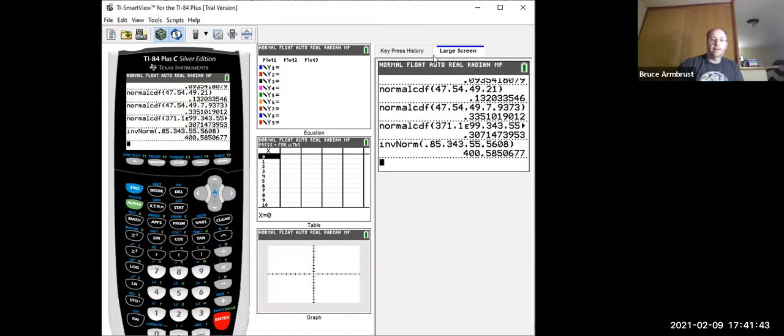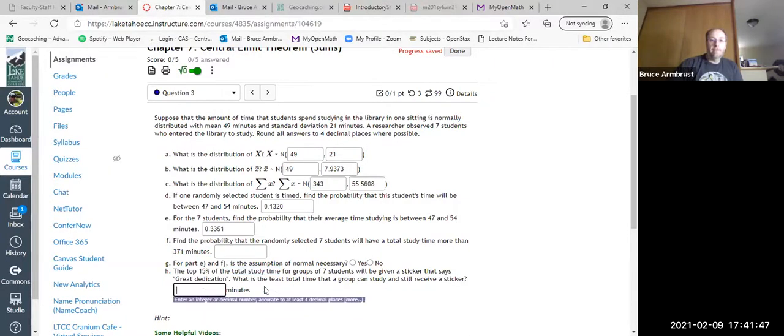All right, so let's go back to our homework problem here. Okay, so again, this says, what is the least total time that a group can study and still receive the sticker? Well, that's going to be the 400.5851. Basically, what we did, we found percentiles, right? This was the 85th percentile. And that's what inverse norm does, it gets you the percentile. And percentile is always less than or equal.